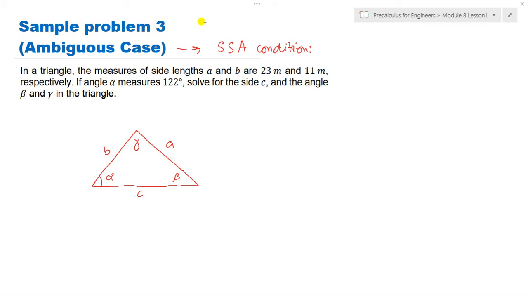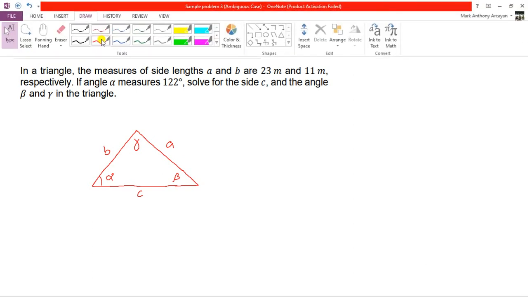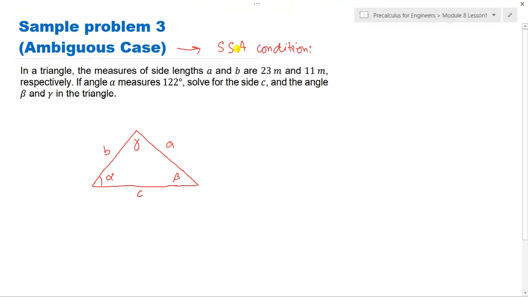Okay, so let's continue. So, case A. Since the condition is the side-angle condition, we choose our sides here as B and A, and our angle, which the condition refers to, is the angle alpha. So side B, side A, and angle alpha. If we have an SSA condition, this is an ambiguous case.